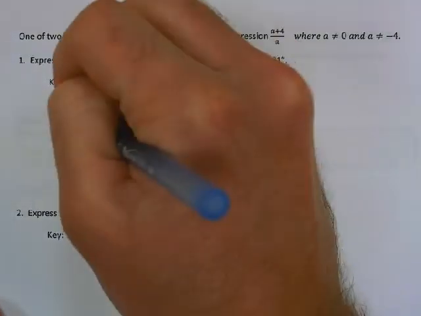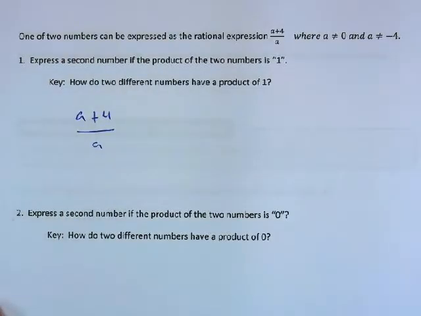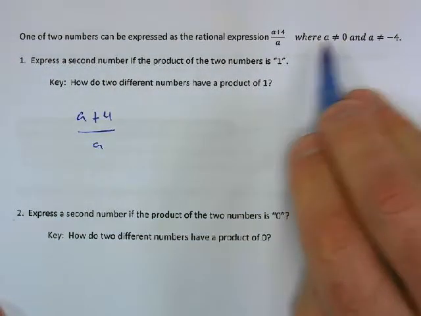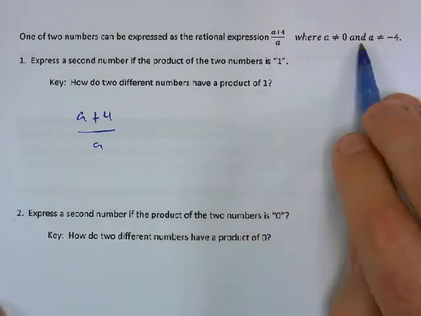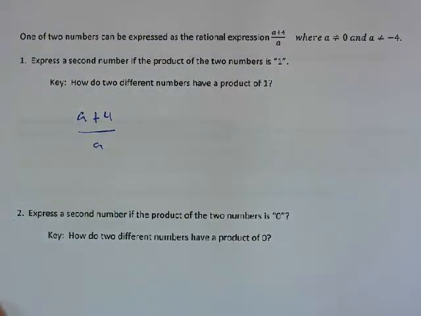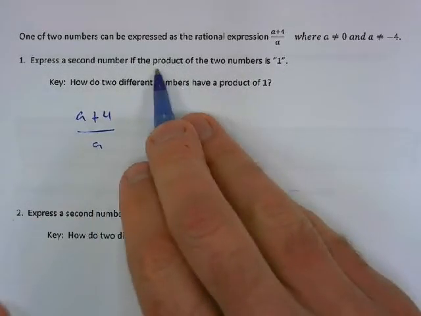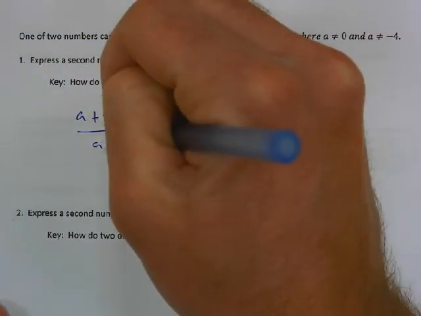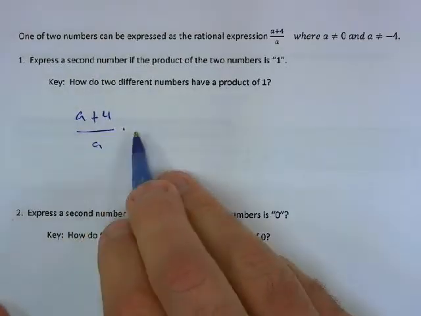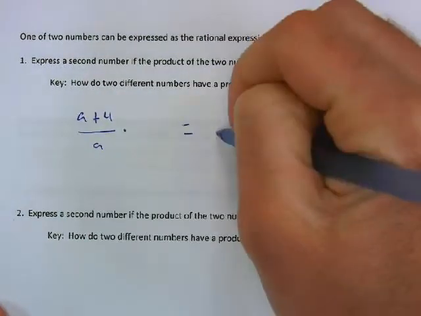So I'm going to be working with that, A plus 4 over A, where A is not equal to 0 because that would put a 0 in the denominator, that's no good. And A is not negative 4, because if it was negative 4, it'd be 0 on top, which is okay, but they're just saying it's not 0. Okay, so it's some number that's not 0. And they want us to express a second number if the product of the two numbers is 1. Okay, well, what does product mean? Product means multiply, so I'm going to multiply this thing with something else, and my answer is 1.